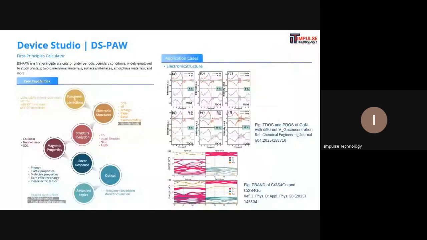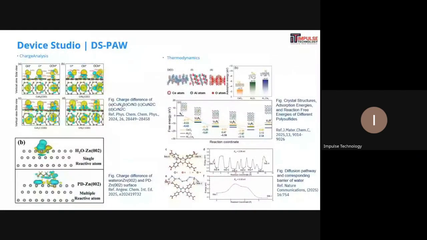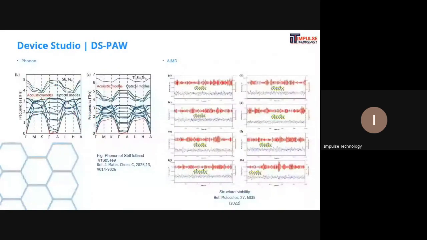And you can find graphs like this, total density of state and projected density of state for gallium nitride and other materials also. You can see some of the examples here, like for the charge analysis and thermodynamics also. And you can find the phonon properties and molecular dynamics also. Like you can see the structure stability diagram.